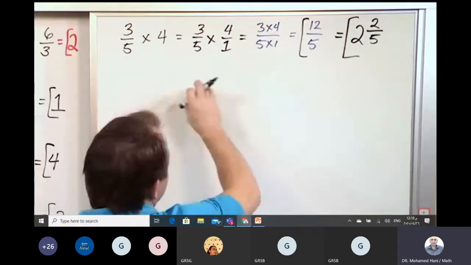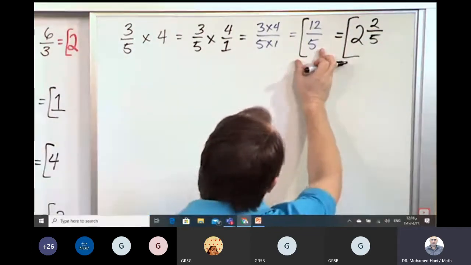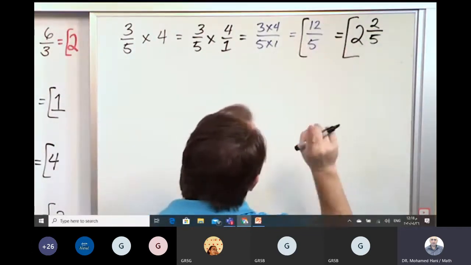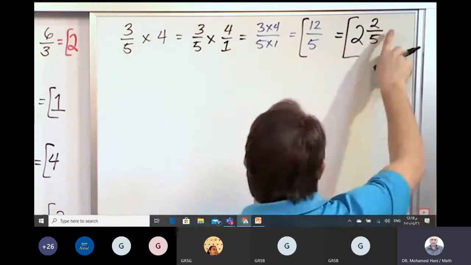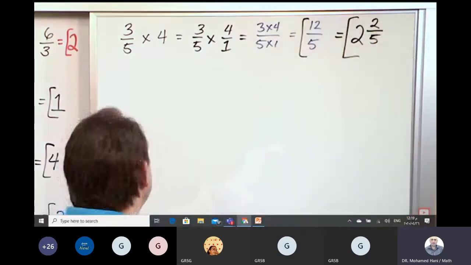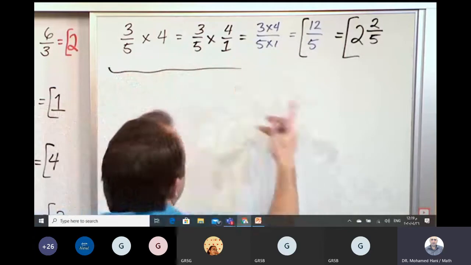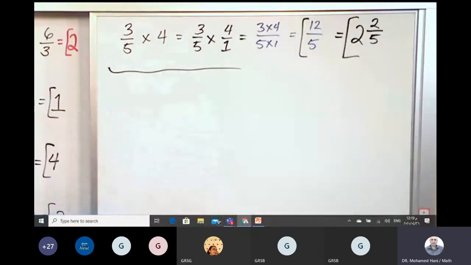So the answer that we get from this multiplication can be written as an improper fraction, 12 over 5, or you can write it as 2 and 2/5. They both represent exactly the same thing. Because, you know, mixed numbers and improper fractions, we can always switch back and forth.